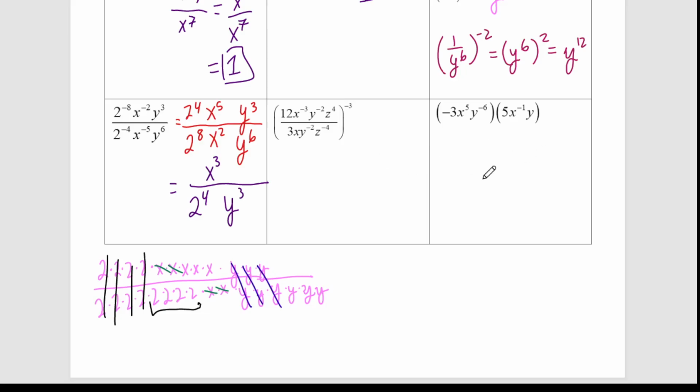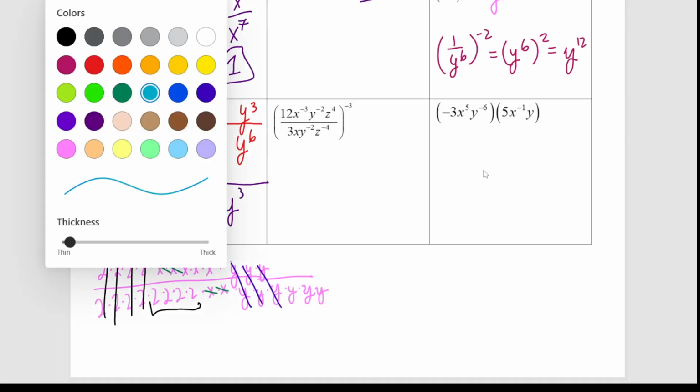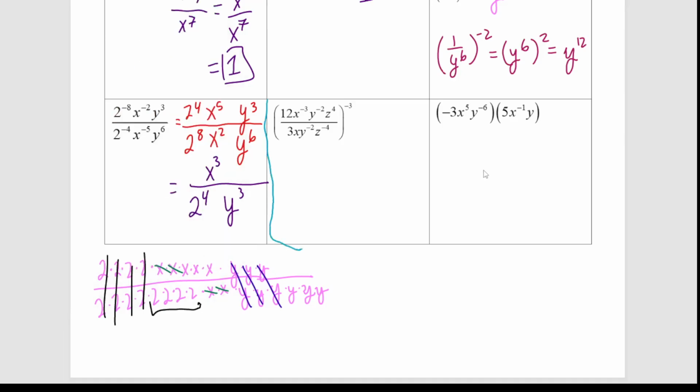So for the next two, I would encourage you to go ahead and try that yourself, and then we'll go over it together. So for the next two, I'm going to go ahead and personally simplify inside the parentheses, and I'll deal with that negative 3 on the outside.